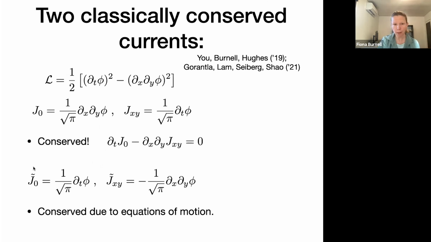And then there's a second conservation law, where again it looks like I've just flipped the definition of J0 and JXY. But you can check that this current, where J0 is dt phi and JXY is dx dy phi with a minus sign in this case, is again conserved just because of the equations of motion.